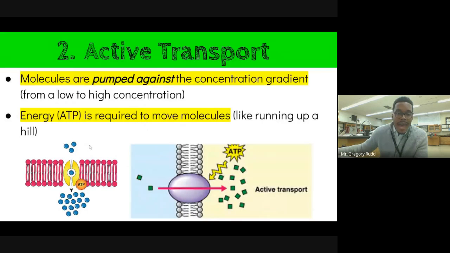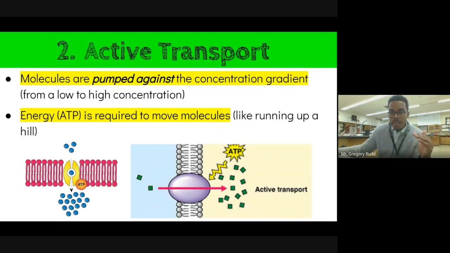But there's also active transport. I'm going quickly because you all hopefully have this written down already. Active transport uses energy in the form of ATP. We've talked about ATP a lot at this point. It uses energy to pump things against the gradient. So from a low concentration to a high concentration, this would be like running up a hill. That's going to require a lot of energy.